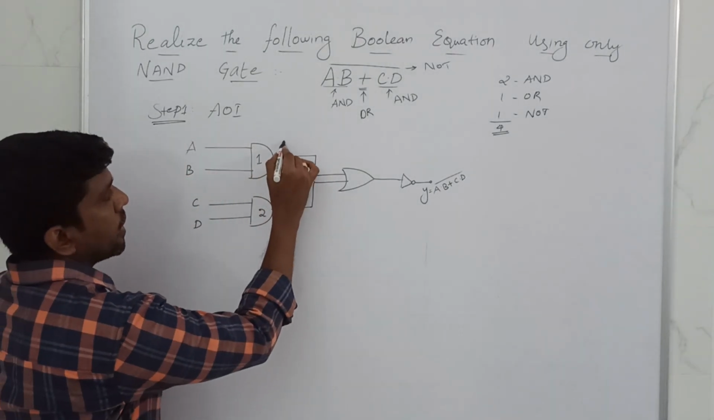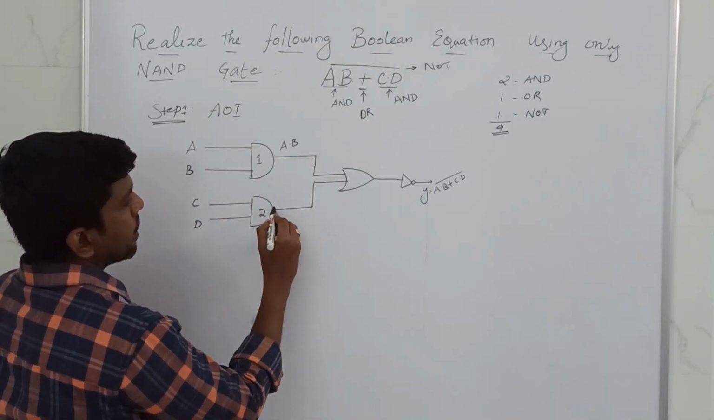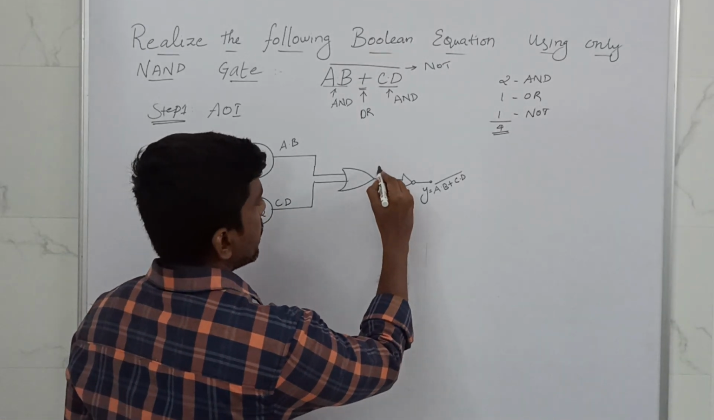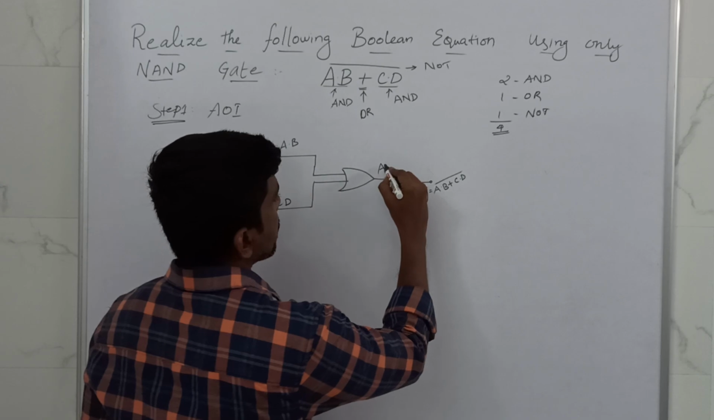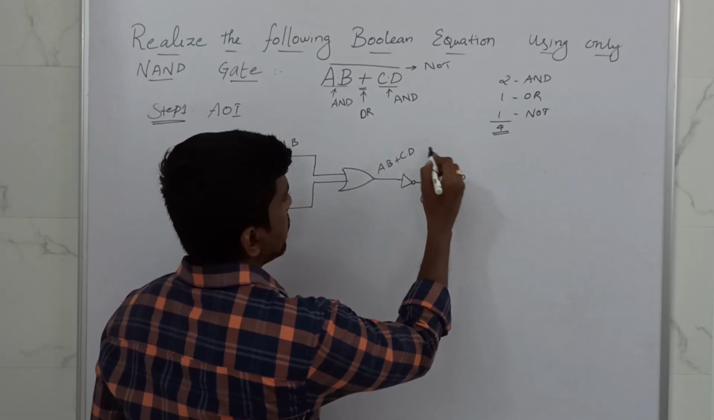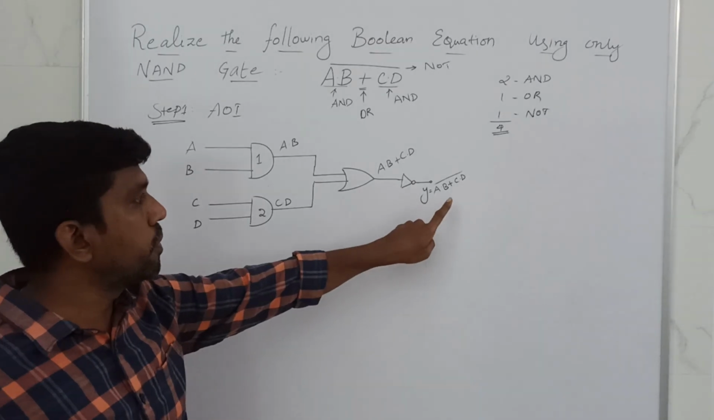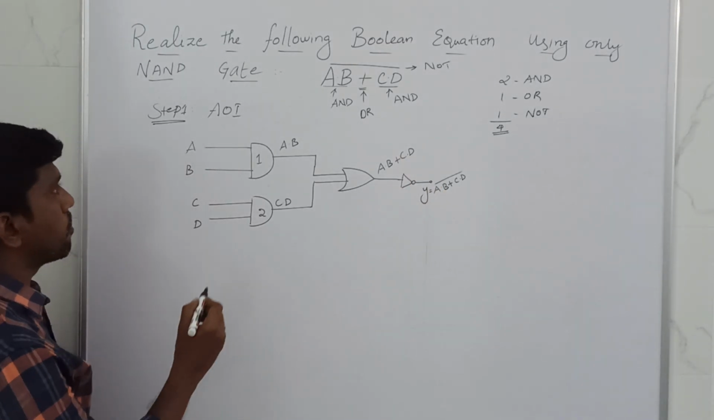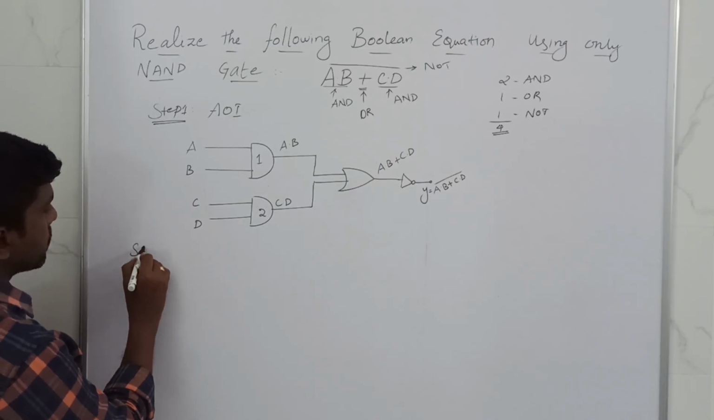So the output of the first AND gate is A dot B, and the second AND gate output is C dot D. The OR gate gives the sum of these 2 product terms, A dot B plus C dot D. After the inverter you will get the complement form of this expression. It's step 1. Then come to step 2.